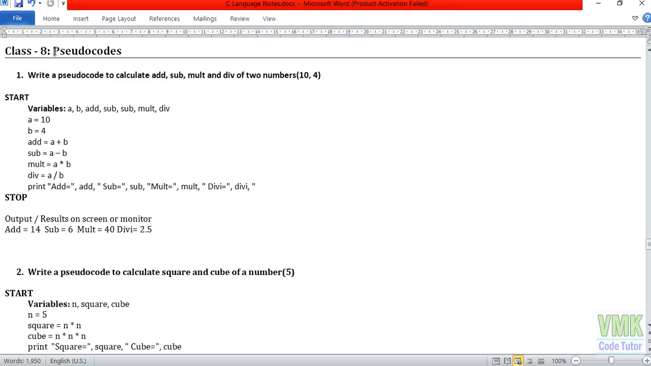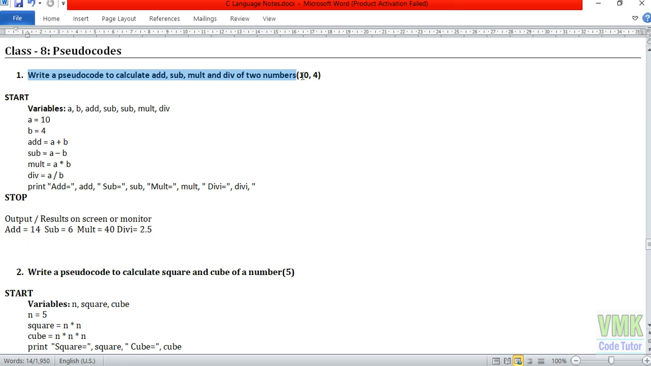In this class we are going to understand pseudocodes. Different problems, how to solve them using pseudocodes, that is what we are going to understand in this particular class. First problem is like this: write a pseudocode to calculate addition, subtraction, multiplication and division of what?